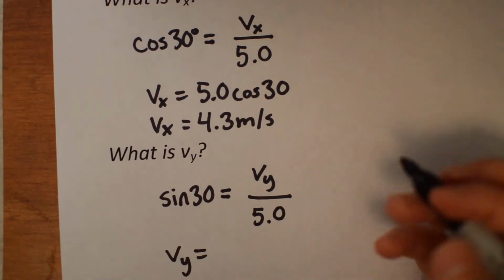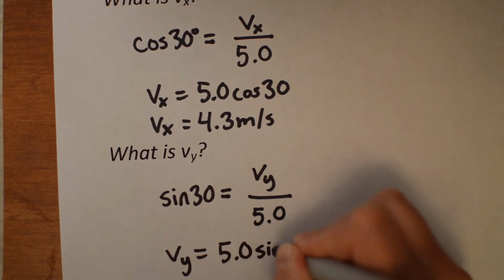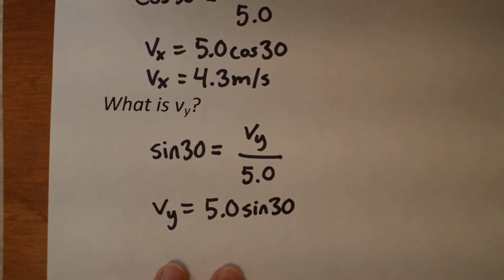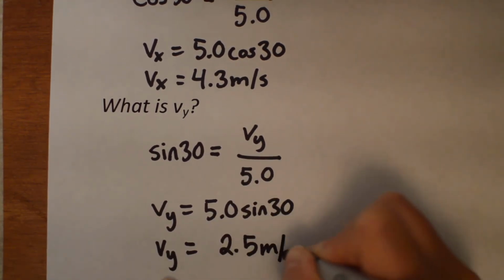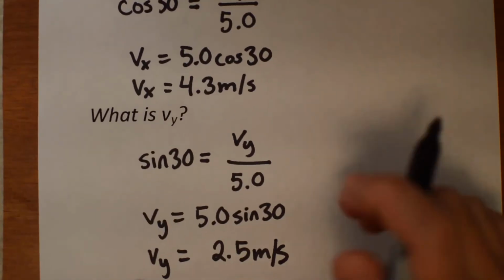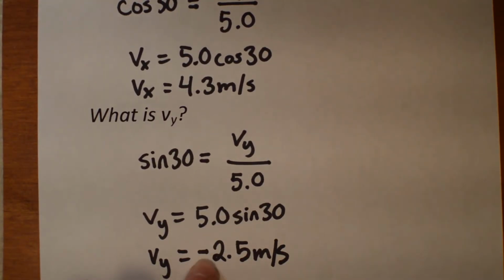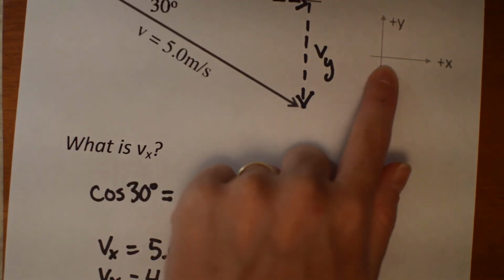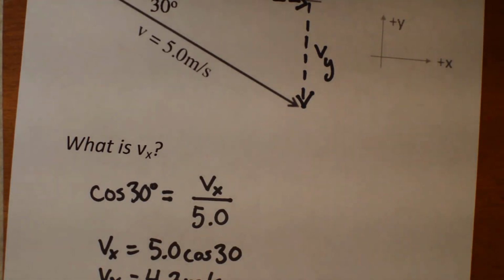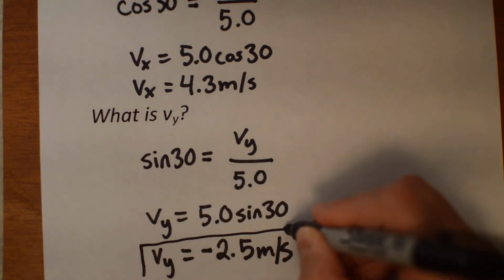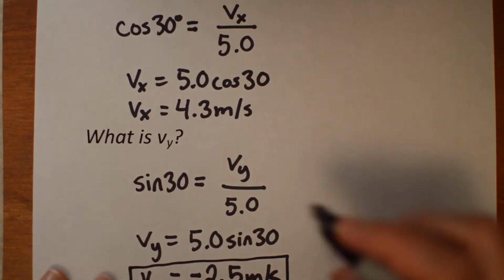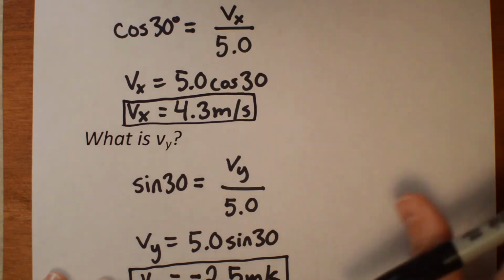Vy, multiply both sides by 5. It's 5 times sine of 30. Sine of 30 is just a half, so that's going to be 2.5. But wait, it's down, so I need to put a negative sign here. So watch out for that. Use your picture, use your coordinate system to know which things are negative or positive. If it's overall down, our coordinate system is typically with y positive up. That means we're going to need a negative sign there for your Vy. All right, and don't forget the units too, meters per second, because these are all velocities. Alrighties. Here's one that's actually a lot easier.